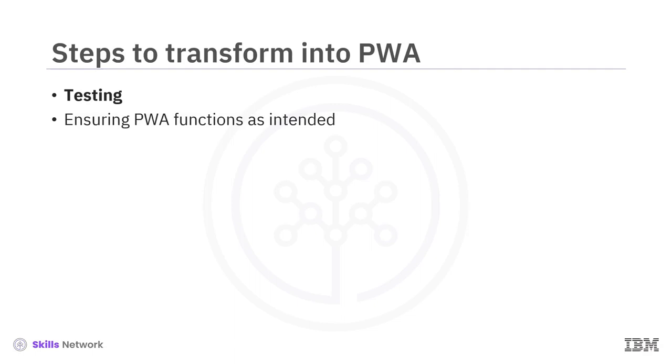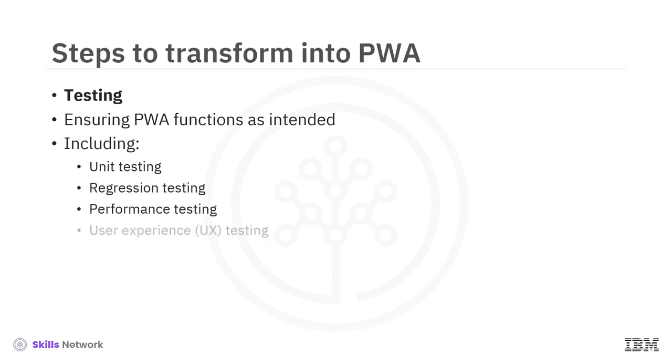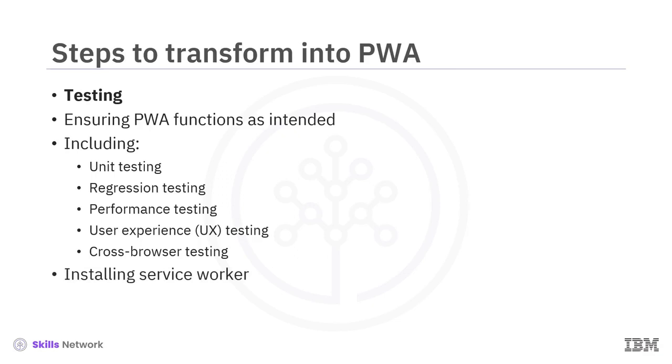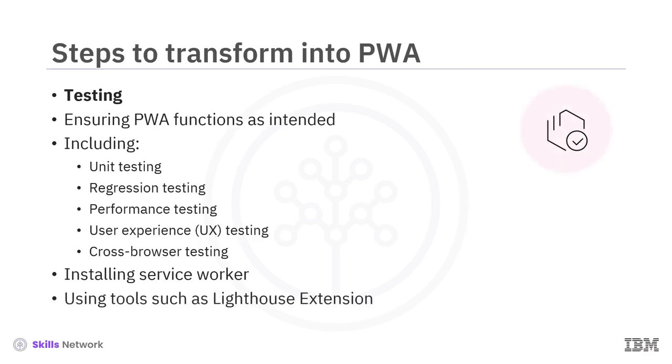Different types of testing can be performed to ensure the quality of a PWA, including unit testing, regression testing, performance testing, user experience (UX) testing, and cross-browser testing. In the conversion journey of a PWA, it is essential to register and install the service worker on the Chrome browser. This step ensures that the service worker can function properly and provide the expected benefits, such as offline access and improved performance. Additionally, using tools such as the Lighthouse extension can help thoroughly audit the PWA's performance.